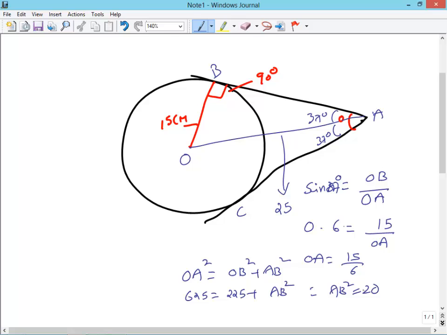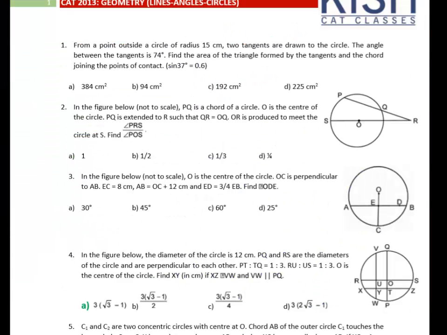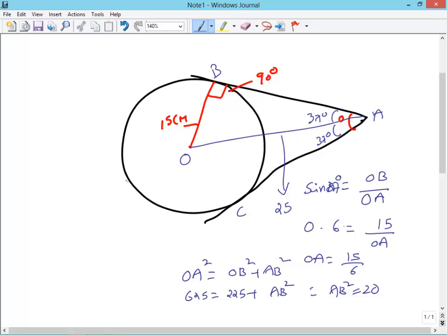What is the question? Find the area of the triangle formed by the tangents and the chord joining the points of contact. Look, now one more thing has come. We need to find the area of this triangle, that is ABC, the area of the triangle. Now how will you find the area of the triangle? It is fairly simple. We know the AB length as well as the AC length. Now we know angle A also, that is 74 degrees.